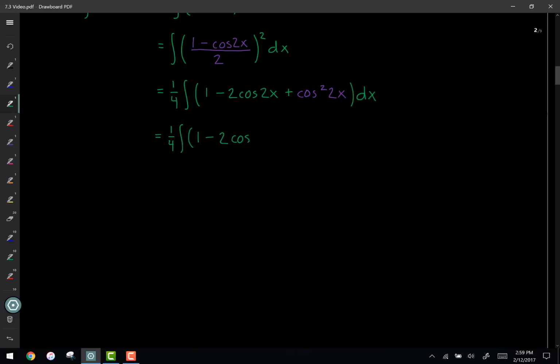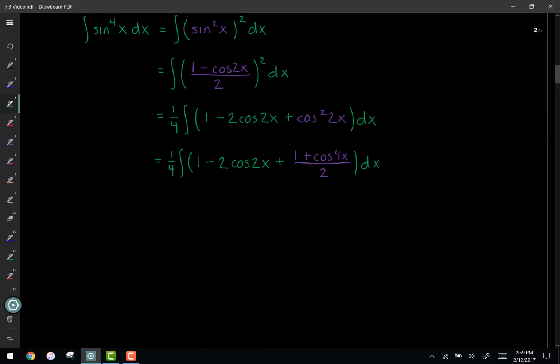So this I'm not going to change. But now the cosine squared 2x is going to be 1 plus cosine 4x over 2 dx. And like I had mentioned a couple of minutes ago, when you use that half angle identity or power reduction formula, it says whatever your original input is, double it. Okay? So don't always just remember it as a 2x, just multiply it by 2 every time you do it.